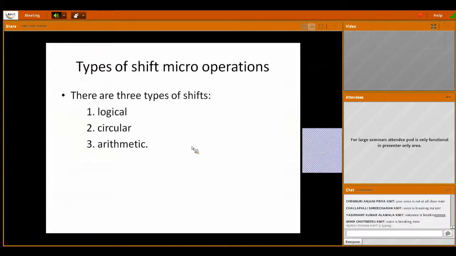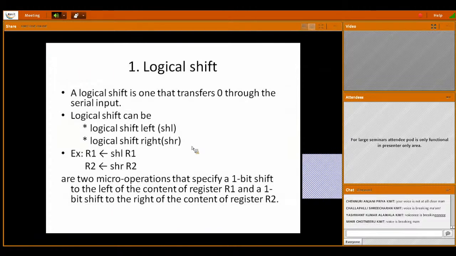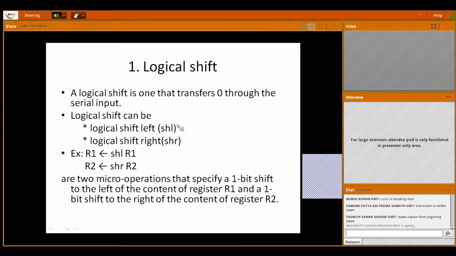The logical shift micro operation is going to transfer a serial input of 0. I'll tell you where the serial input 0 is transferred into the register content. Again, this logical shift can be done either to the left side or to the right side. First one is logical shift left, which is represented as SHL. Logical shift right is SHR.